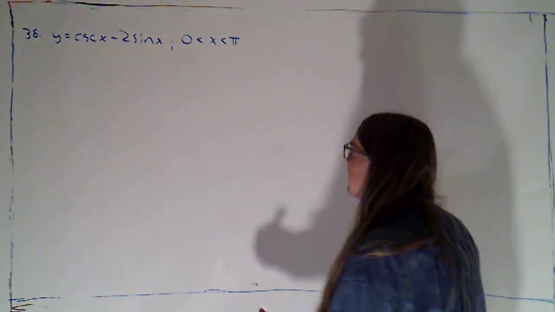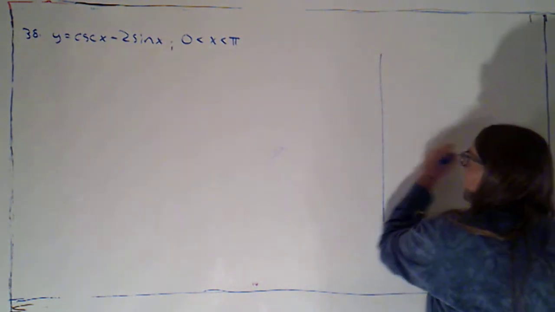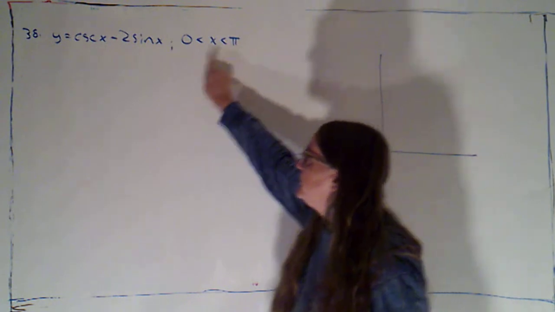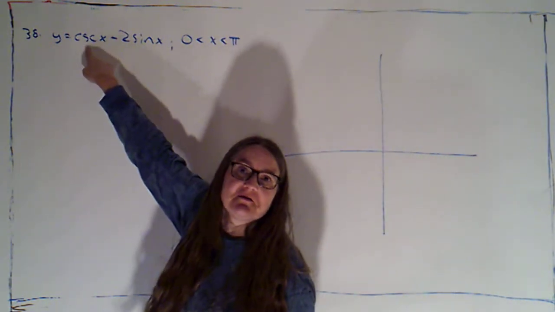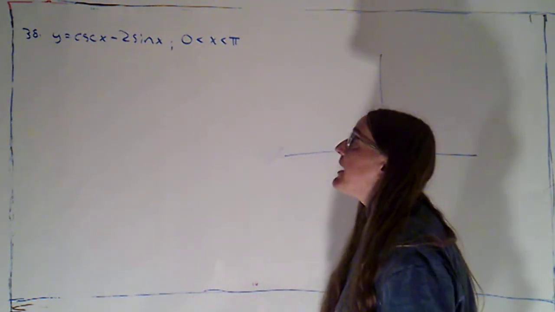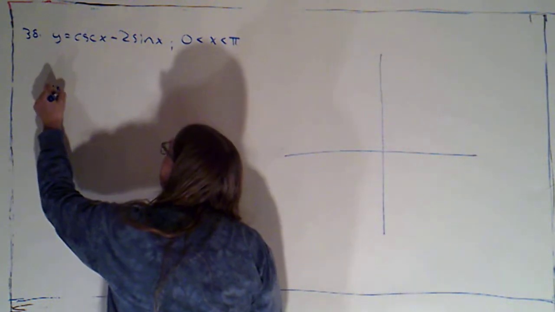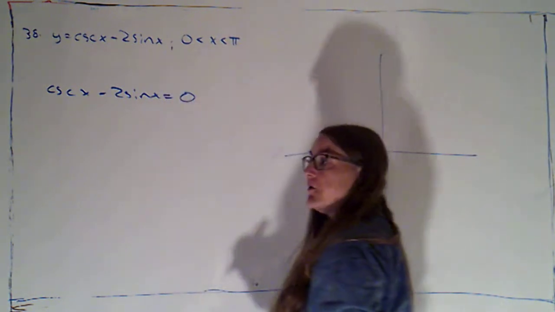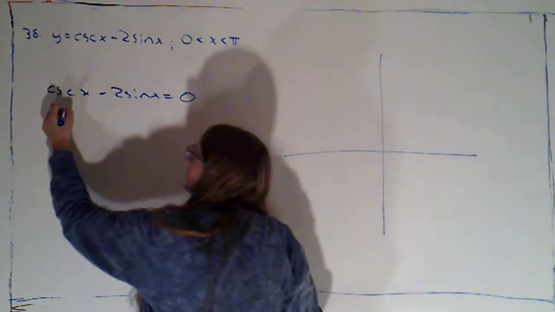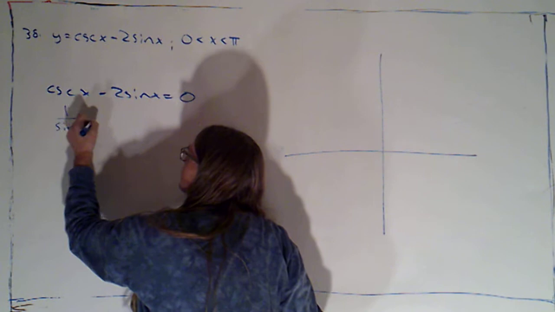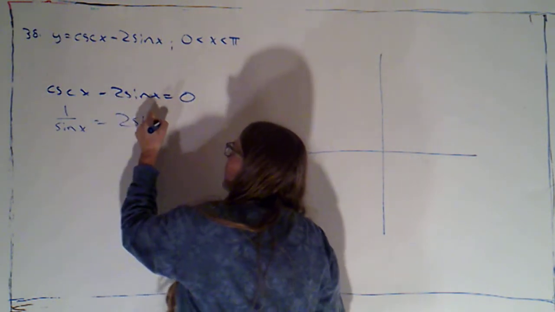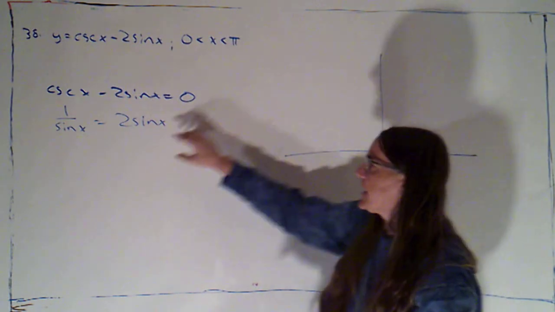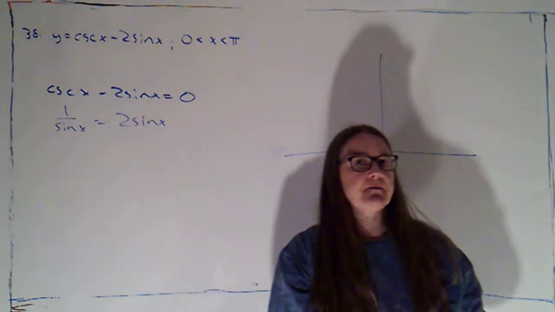Okay, so I know I can't find a y-intercept because 0 is not in the domain. Not only is it not included, but it can't be included because cosecant's undefined there. But I can look for any x-intercept. So that would be where cosecant of x minus 2 sine of x is equal to 0. Now I'm just going to rewrite that as 1 over sine of x equals 2 sine x. So I did two things there. I added this over, and I rewrote cosecant as 1 over sine.